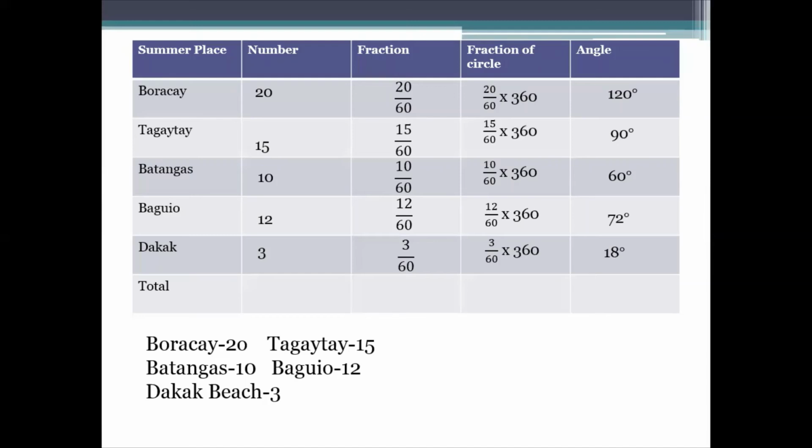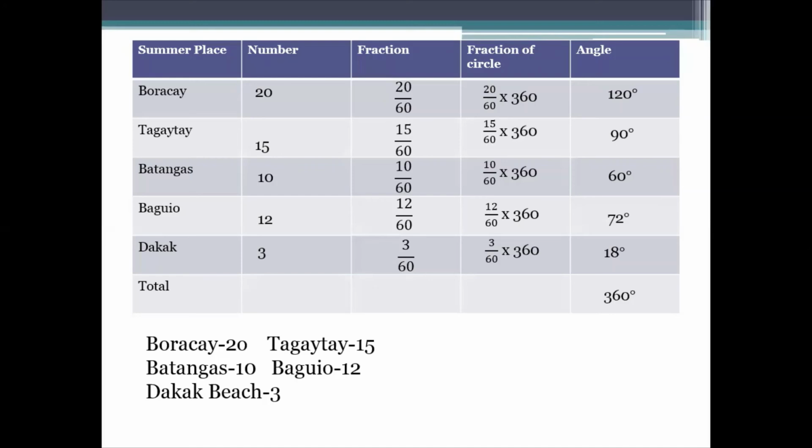Again, if we total or add our angles here, 120 degrees plus 90 degrees plus 60 degrees plus 72 degrees plus 18 degrees, we get a total of 360 degrees. So if you want to check whether your angles are correct, all you have to do is add the degrees, and the total must be 360 degrees.